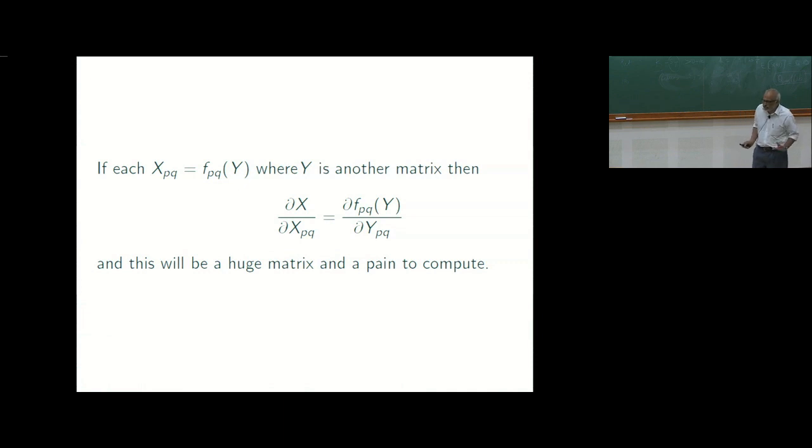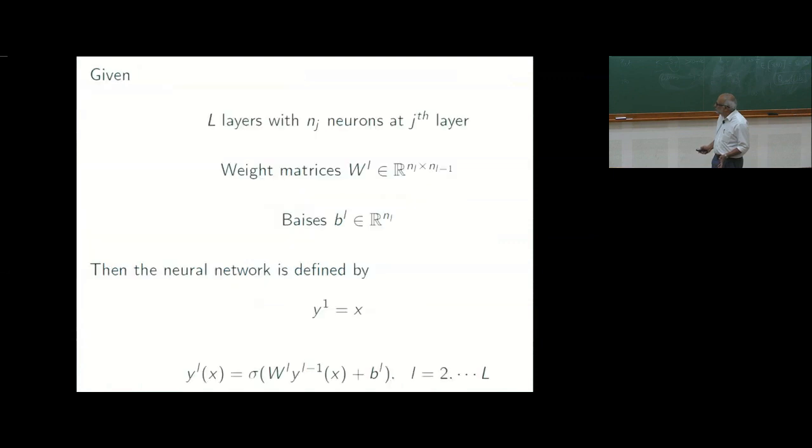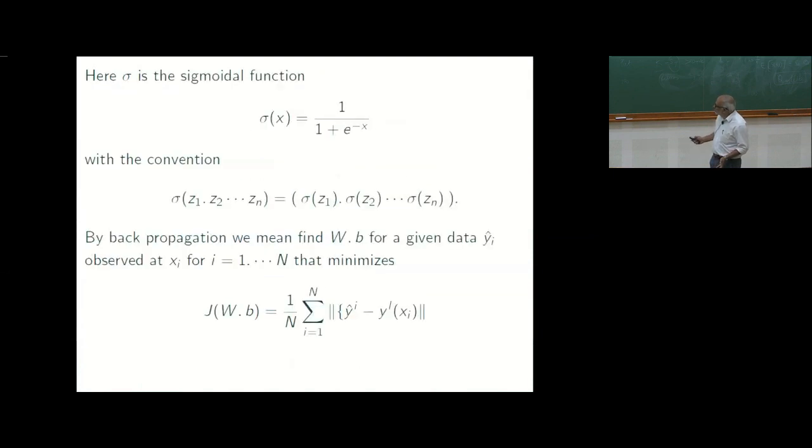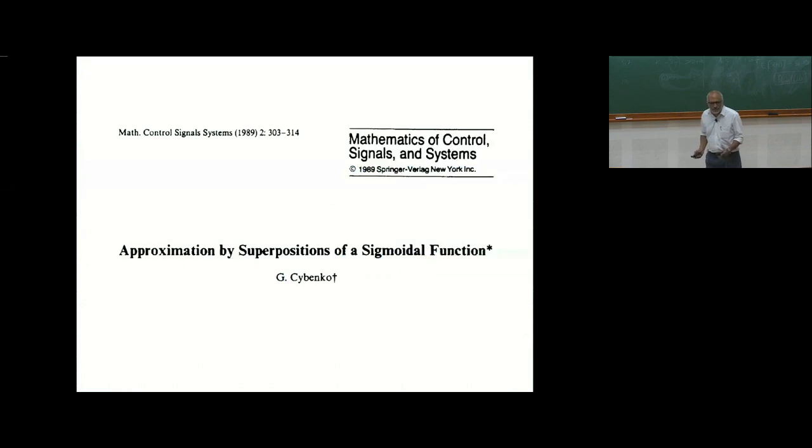So this is what neural network is all about. The summary of these few slides is to tell you that learning deep neural networks is nothing but least squares approximations using compositions of this function, sigma, the sigmoidal function. Of course you will ask immediately, how do you know this is going to work? Is there a theorem which says this?